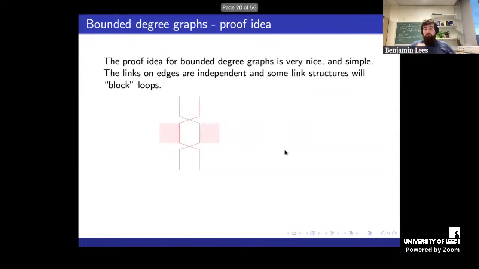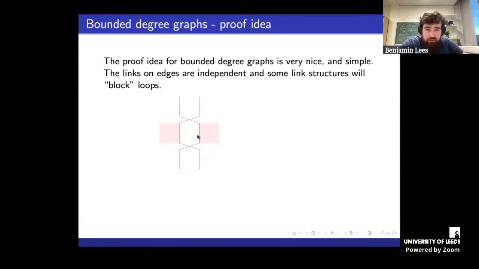And how is this done? Well, I can give you an idea of the proof because it's a very nice idea and it's also a simple one. And that is that some links can have a link structure, some edges can have a link structure, that blocks loops from traveling through them.